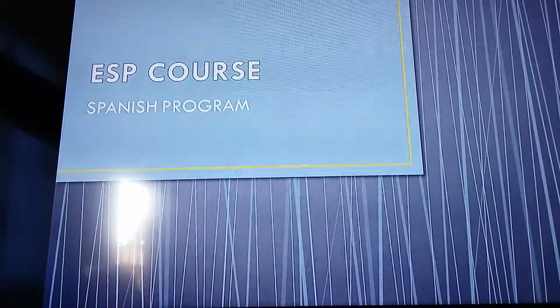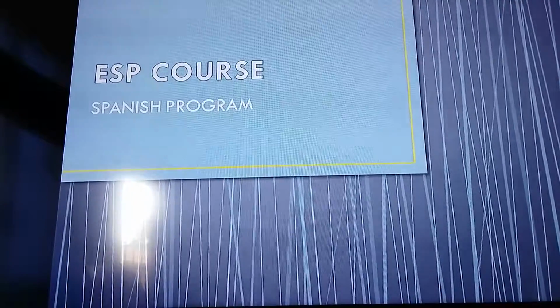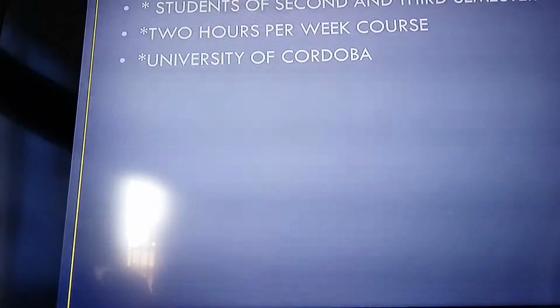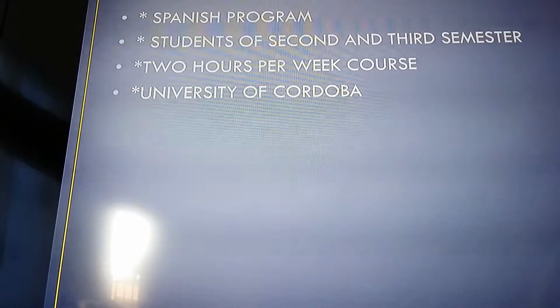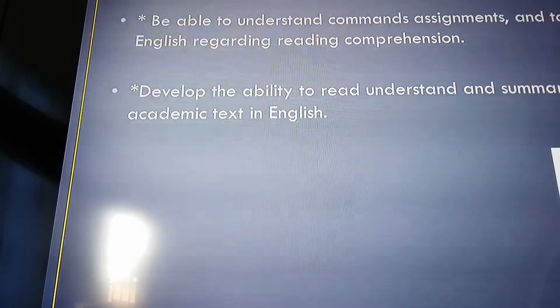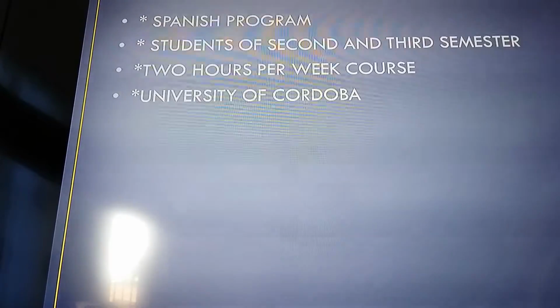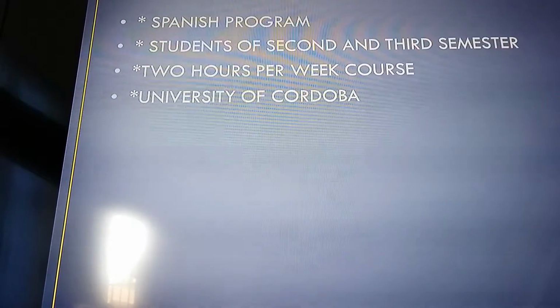Ours is an ESP course designed for the Spanish program for students of second or maybe third semester. It is a course that takes 2 hours per week at the University of Córdoba.